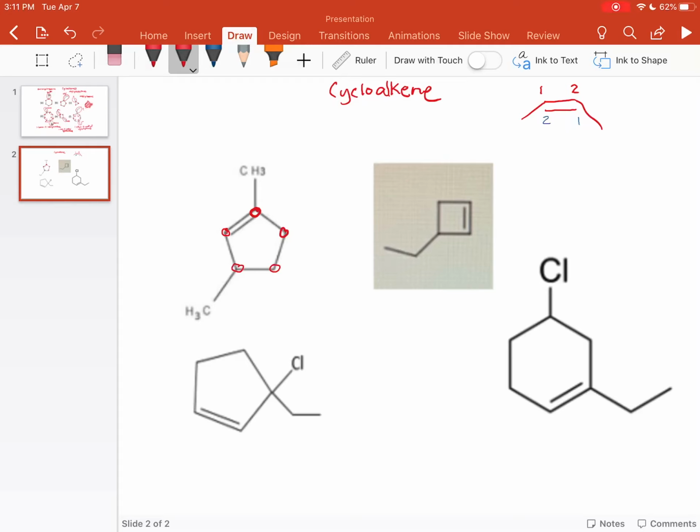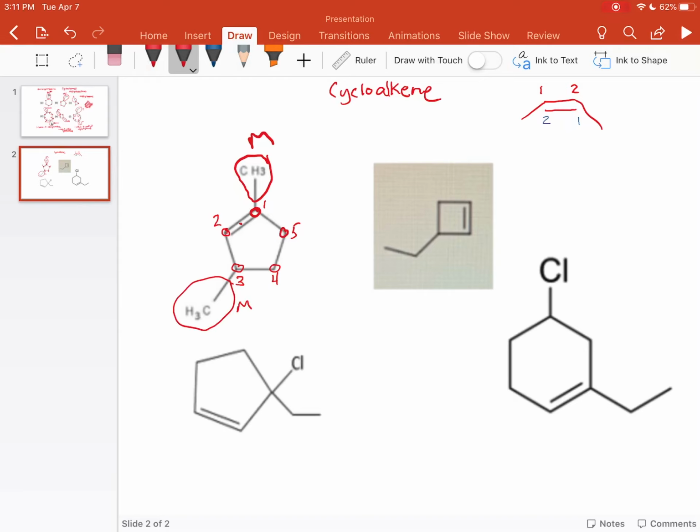So if we look at this first one here, we have 5 carbons in a cyclical structure, and our double bond is right here. So these have to be my 1 and my 2 carbons. So I'm going to have this one be my number 1 because I have a methyl group there, and that will give me the lowest number. So I have a 1, 2, 3, 4, 5. I have a methyl group there, and I have a methyl group attached to the number 3 carbon.